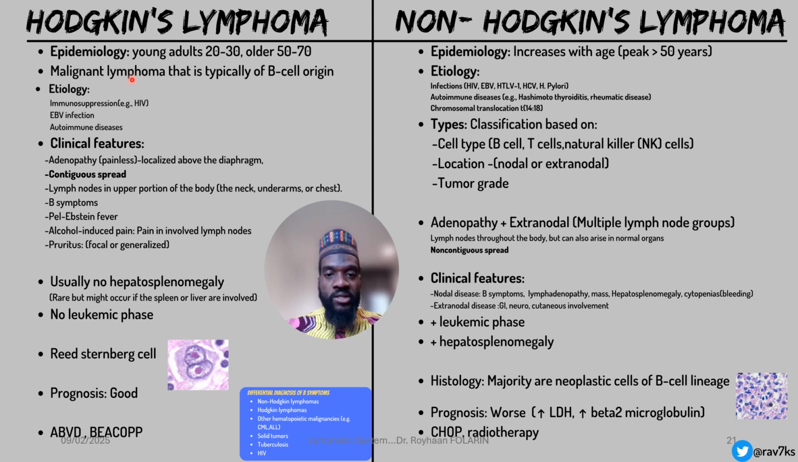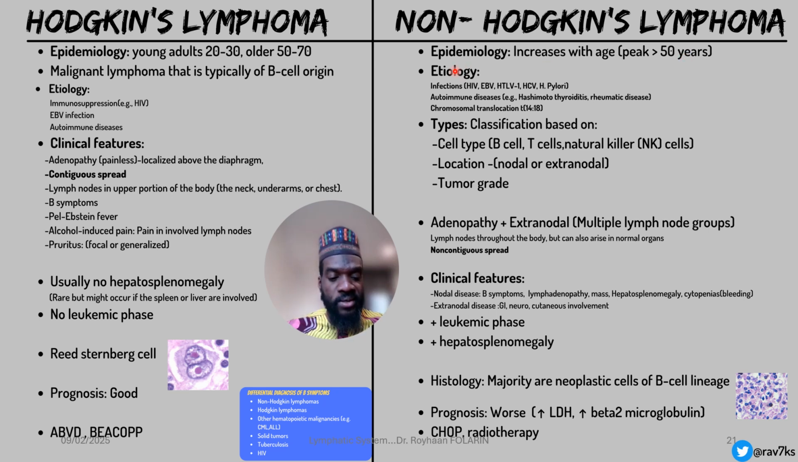So based on the etiology and the epidemiology, Hodgkin lymphoma, for example, primarily affects young adults between 20 and 30 years, and older adults from 50 to 70. While non-Hodgkin is more common in older adults, with peak incidence being above 50 years.